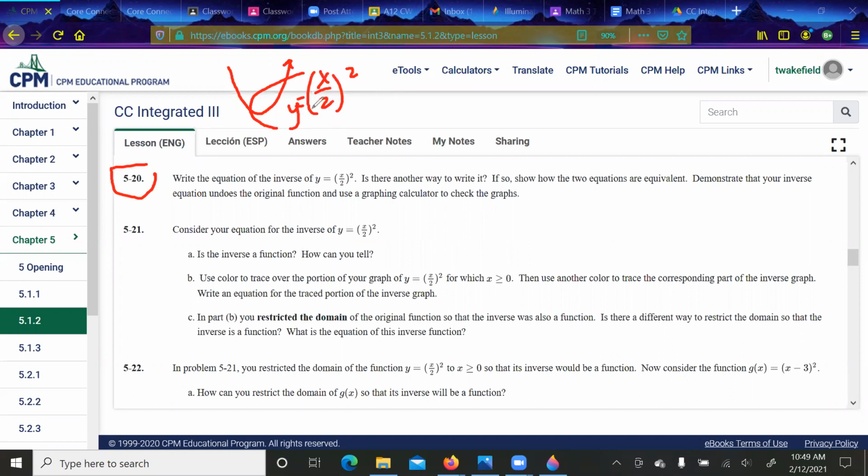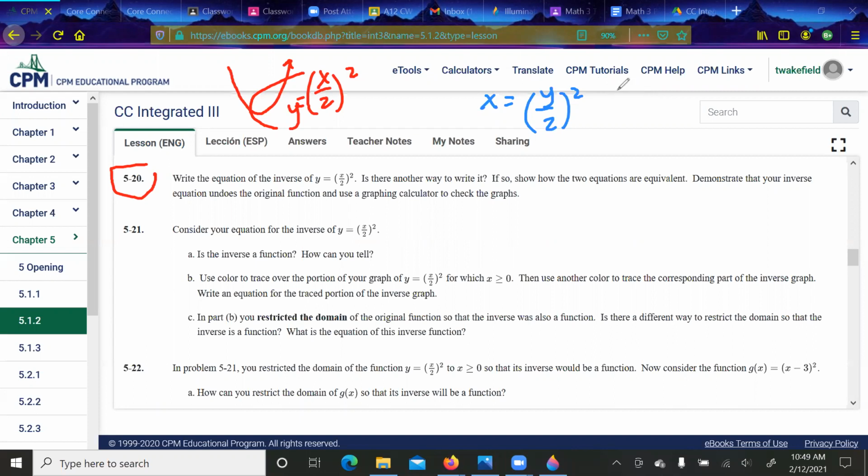So how do we find the equation of the inverse function, guys? We talked about this last class period. What do we do? Two steps. You switch the y and the x. Good. We switch the y and the x, right? So we put x equals (y over 2) squared. So this is one of the answers.